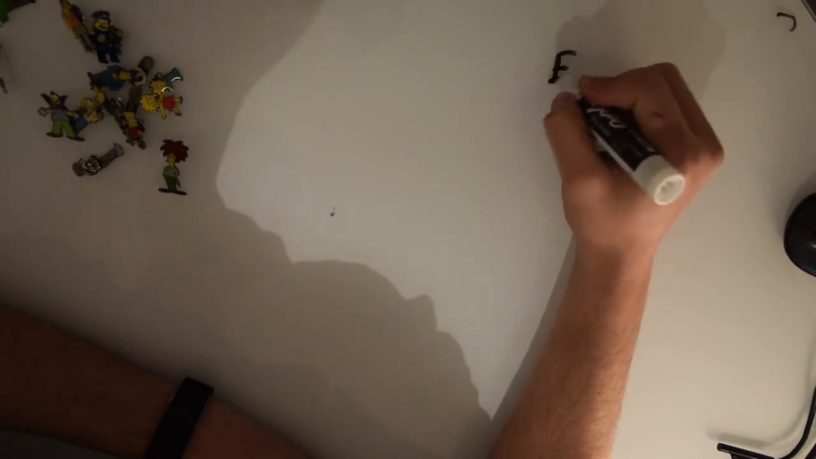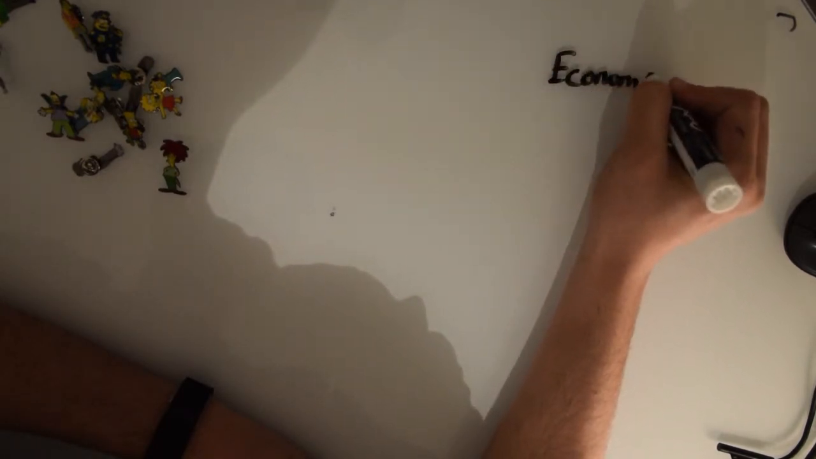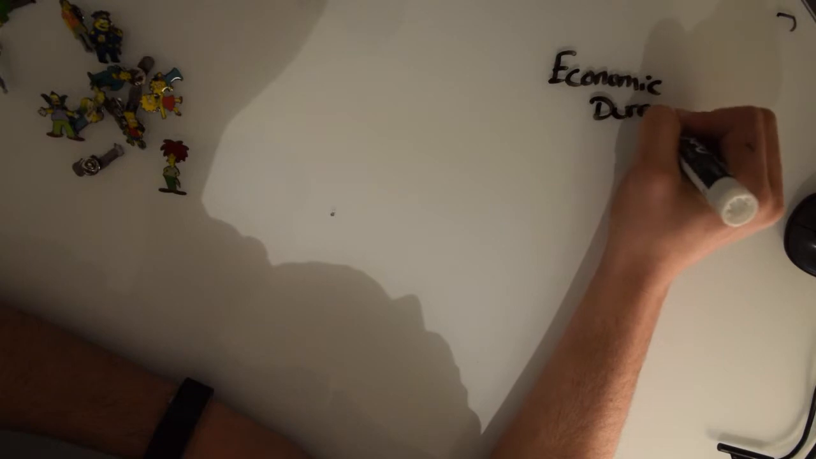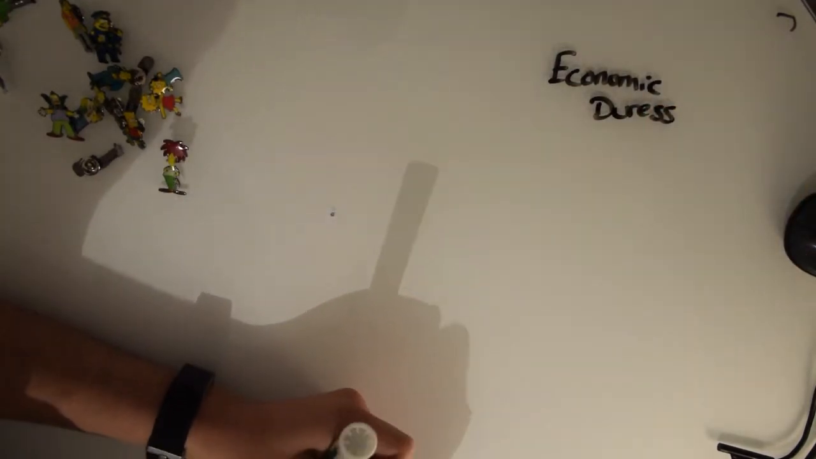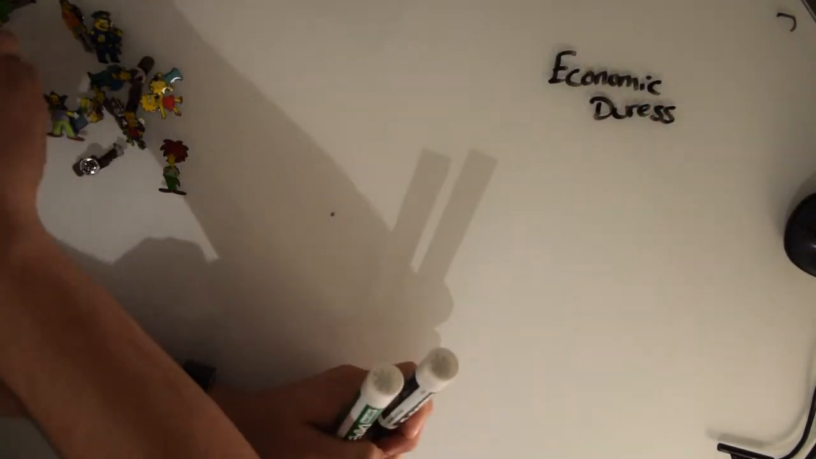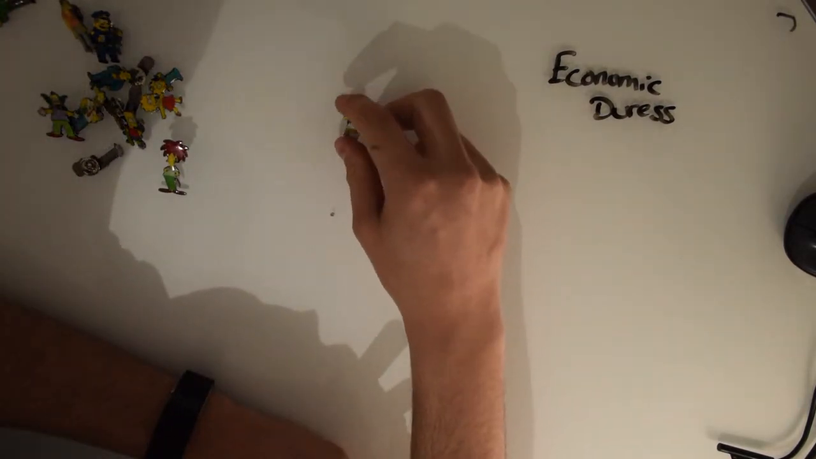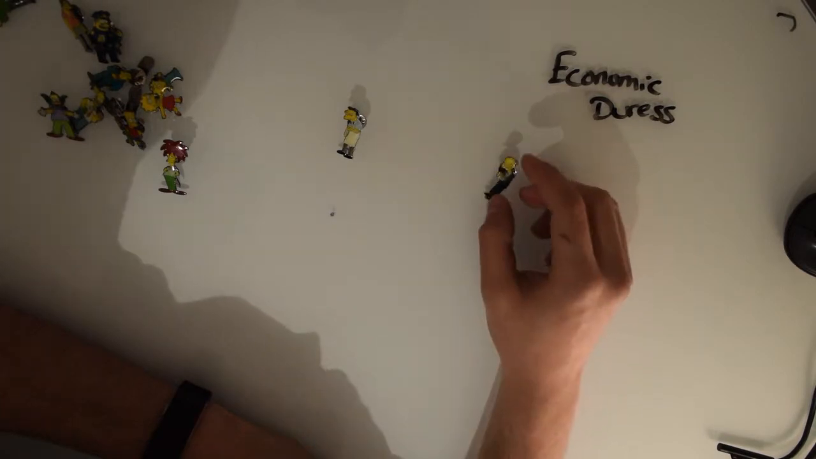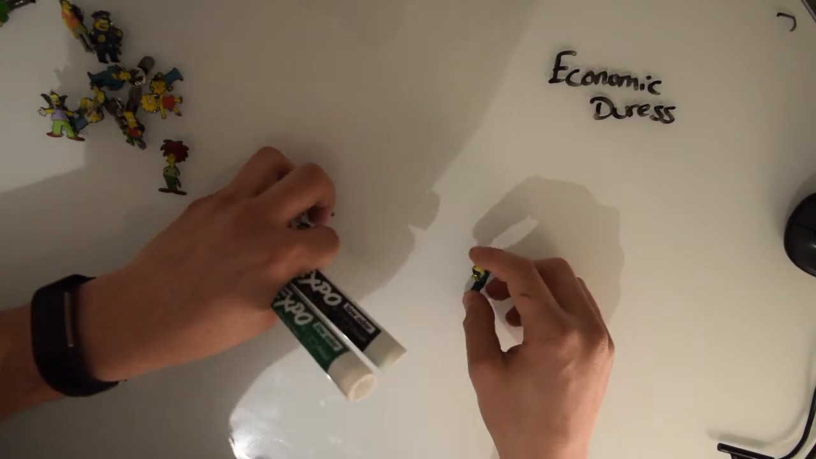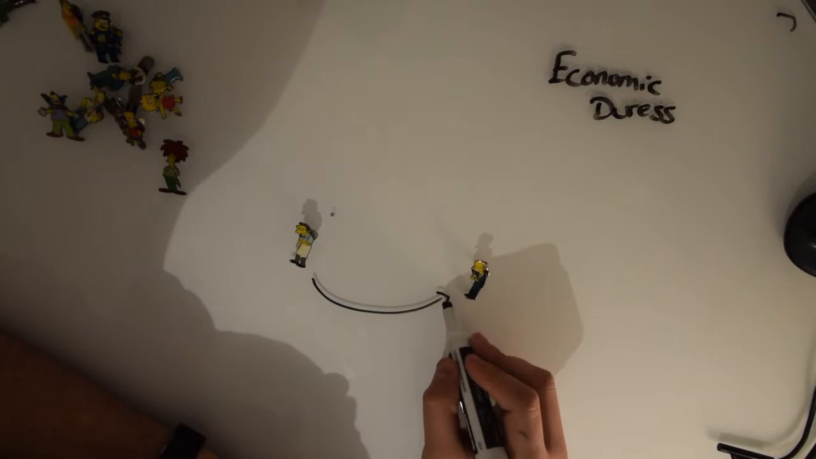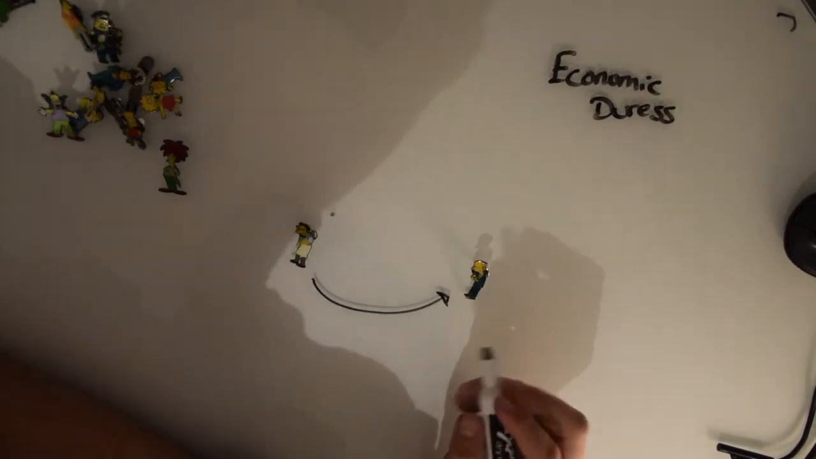The last type of duress that we're going to go through is economic duress. So for economic duress, we're going to use Mo and Mr. Burns. Now let's say that Mo enters into a contract with Mr. Burns for the supply of beer to his tavern.